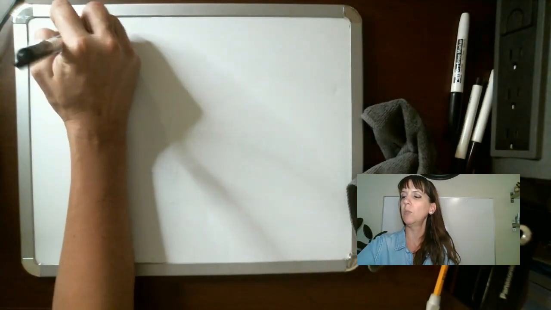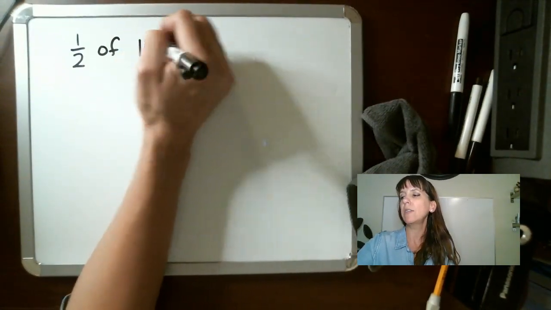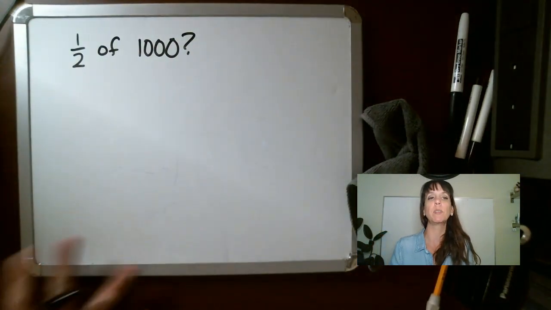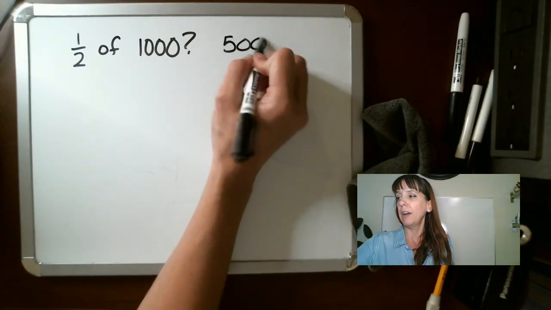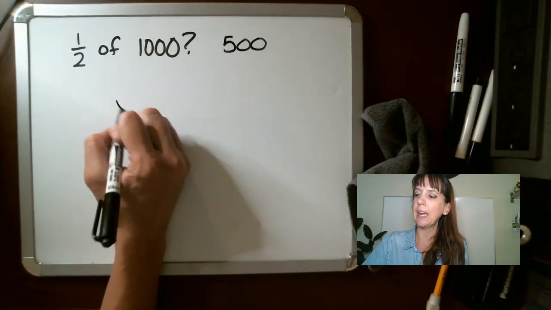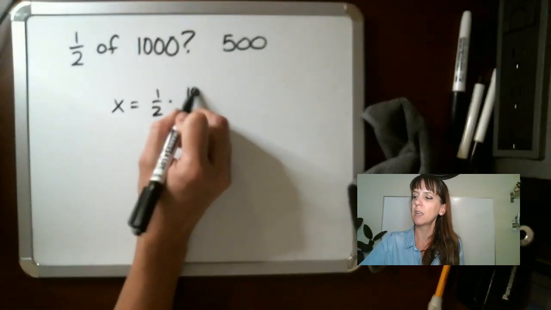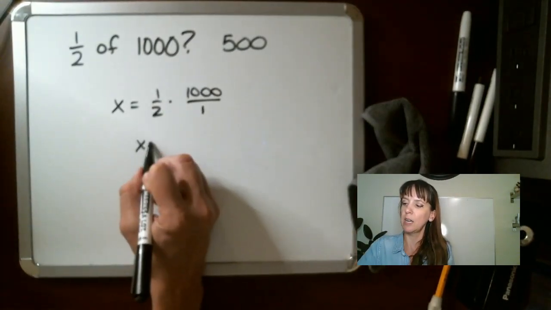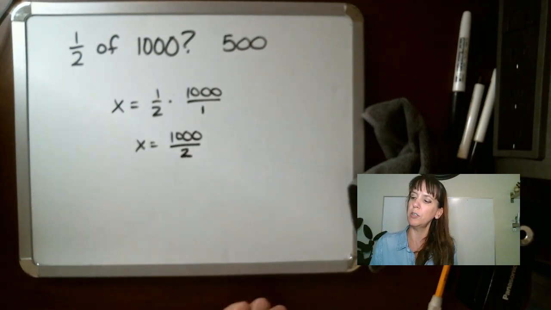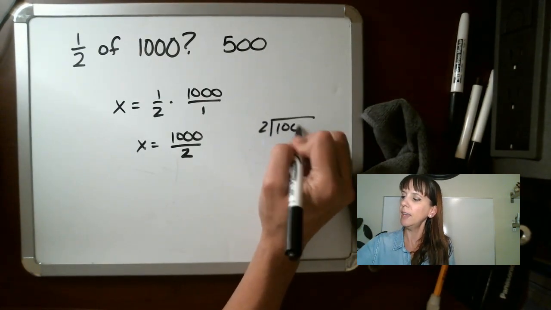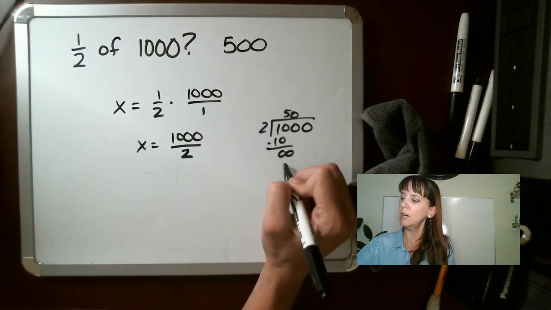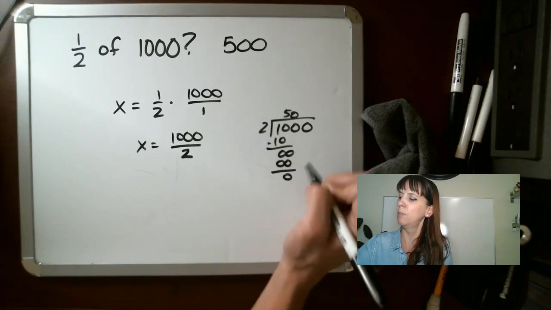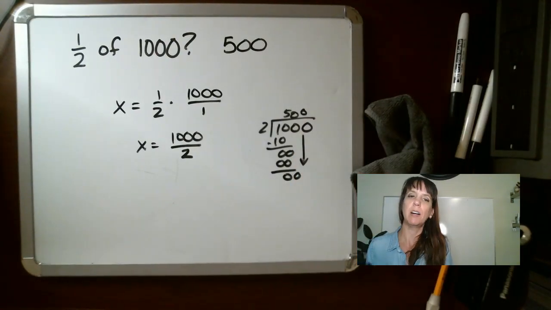All right, so for E, we have 1/2 of 1,000. If you don't want to set this up, or if you happen to know this off the top of your head, that's totally fine too, because 1/2 of 1,000 is really just 500, right? Mathematically speaking, we would say X equals 1/2 times 1,000 over 1, which gives us 1,000 over 2. When we divide that, we get 5, 0, 0, bring down another 0, and we get 500.